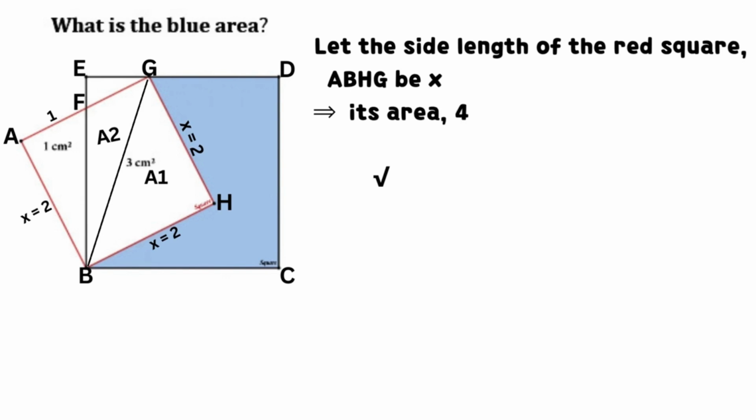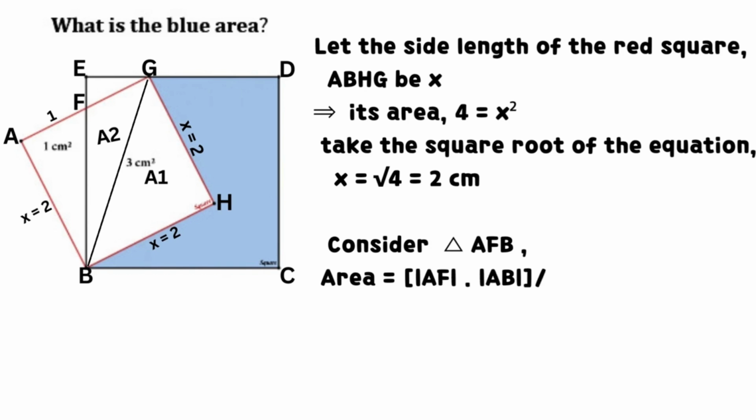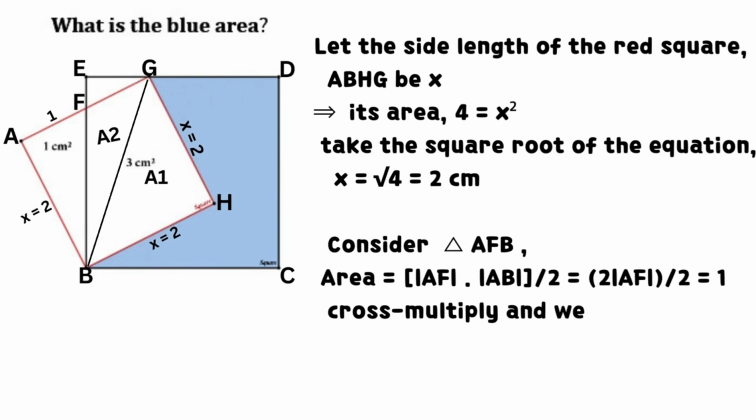Let the side length of the red square ABHG be equal to x. It implies that its area 4 equals the square of x. Take the square root of the equation. X equals the square root of 4, which equals 2 centimeters.